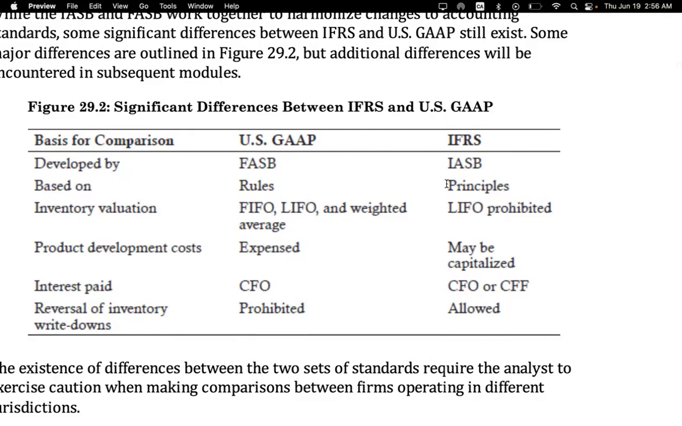It's like, rules based is like if your mom says to you, be home by 9. IFRS principle based is like if your mom says to you, don't stay out too late, right? So again, rules and principles. US GAAP is stricter, IFRS is more principle based.